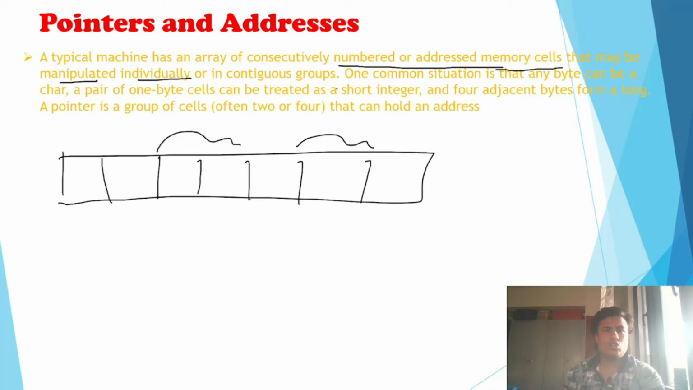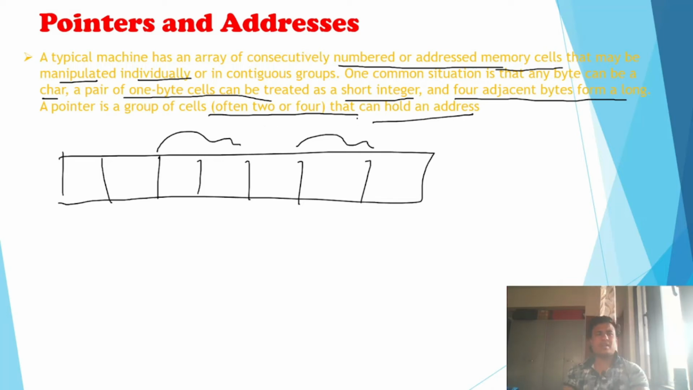Okay, so one common situation is that any byte can be a char. A pair of 1 byte cells can be treated as a short integer, which I have shown. 4 adjacent bytes form a long, and which type it is depends on the data type, the different data types. A pointer is a group of cells, often 2 or 4, that can hold an address.